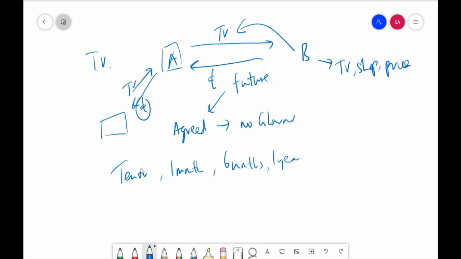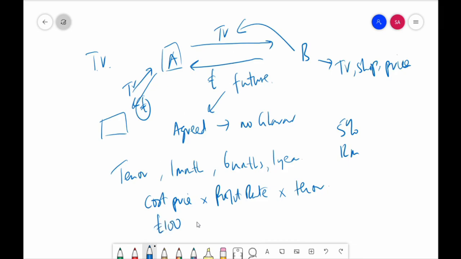So what the bank simply does is take the cost price times the profit rate that it wants times the tenor or the duration. Let's have an example. Let's say the annual profit rate that the bank desires is 5%, and the duration is 12 months or 1 year. That keeps it simple. The bank would say, we will sell you a TV. The cost price is 100, the profit rate is 5% per annum, and the tenor is 1 year. So the profit that the bank desires in this case is £5.